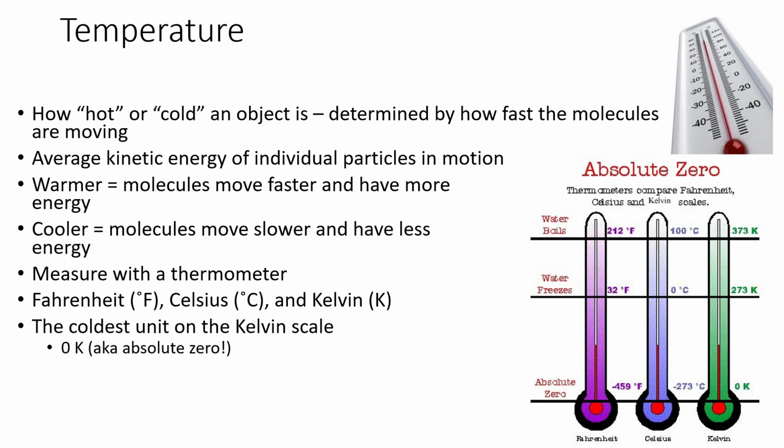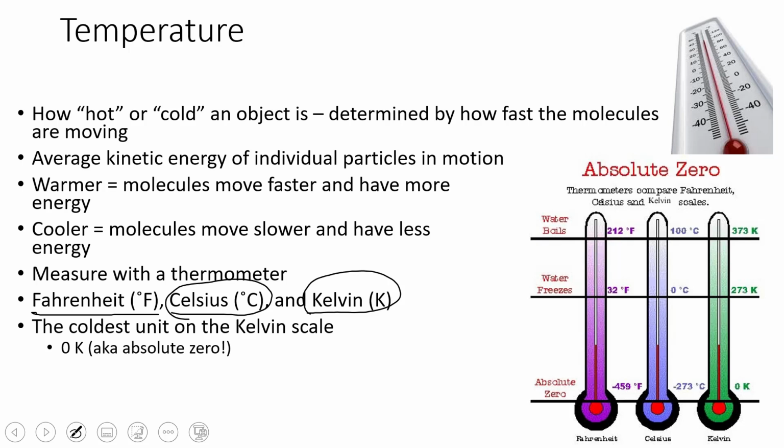Now, there are 3 different temperature scales that are the most common. The one we are most familiar with is Fahrenheit. It's part of the English system and not common worldwide. Celsius is the most common. It's our SI unit that we'll be using, especially for lab, and Kelvin is also common around the world.